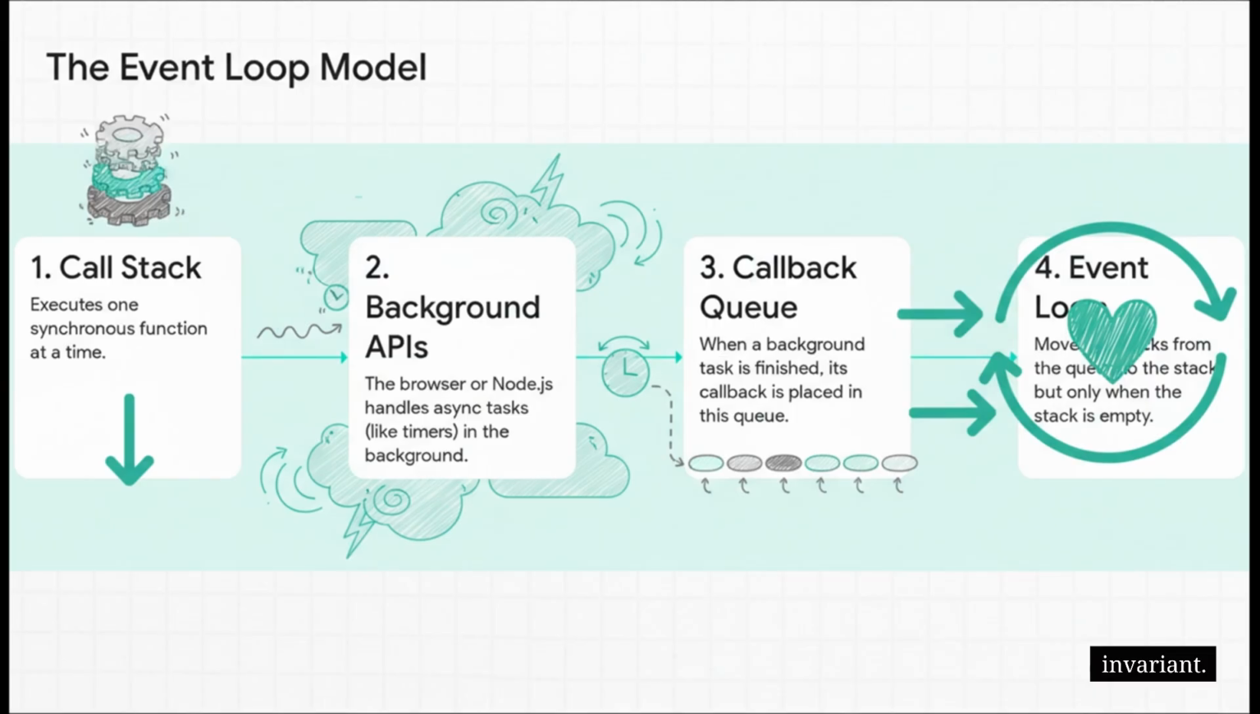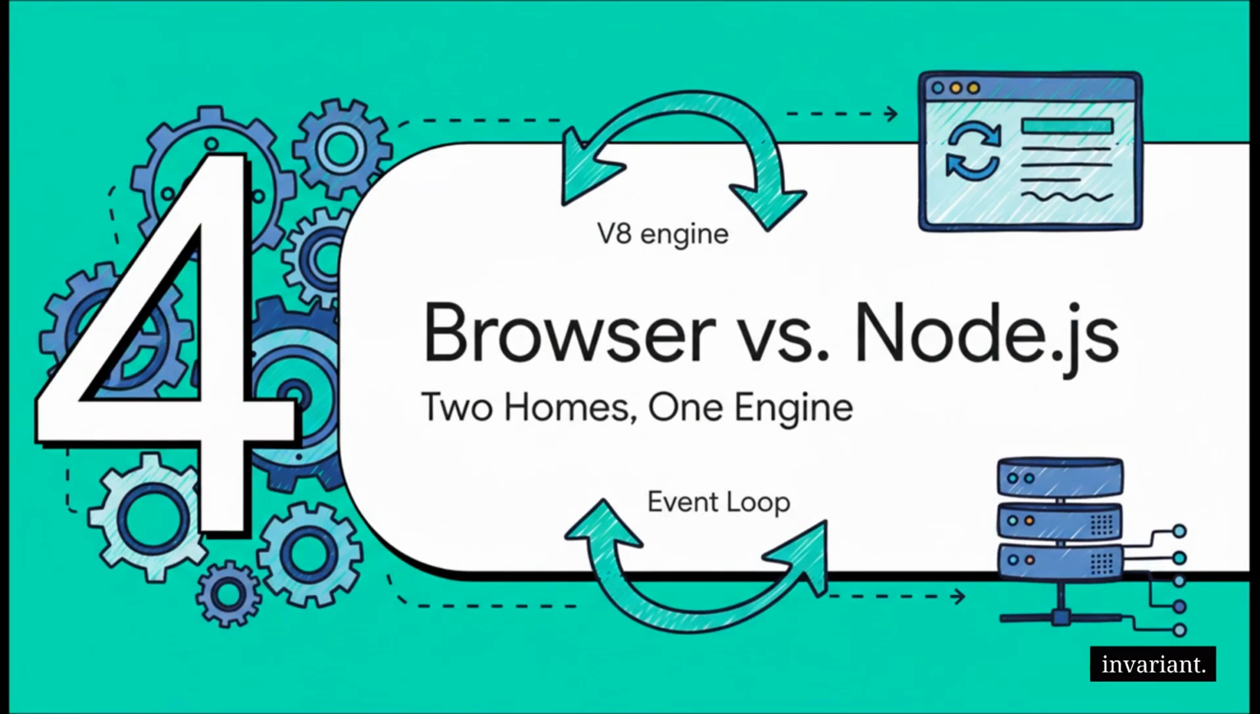And all the while, the event loop is acting like a bouncer at a club. Its only job is to ask one question over and over and over. Is the call stack empty? The very moment it is, the event loop grabs the first thing from the queue and pushes it onto the stack to run. This simple continuous loop is how JavaScript juggles dozens of tasks without ever freezing up. It's brilliant. So this combination of the V8 engine and the event loop is incredibly powerful.